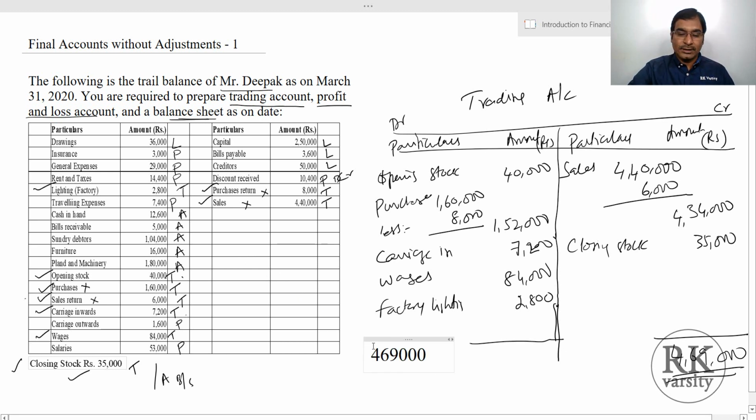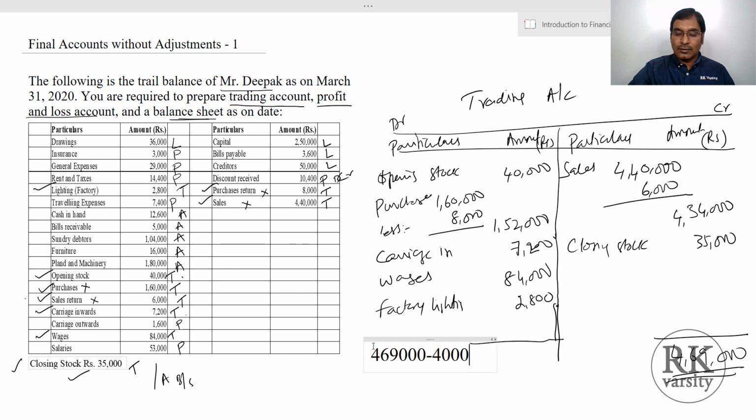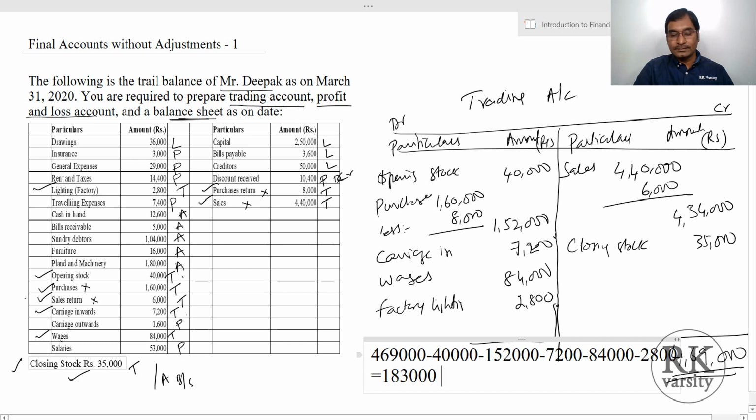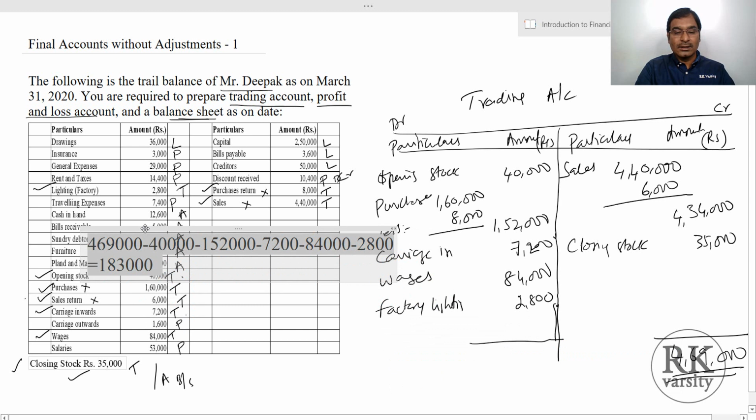4,69,000 minus 40,000 minus 1,52,000 minus 7,200 minus 84,000 minus 2,800. So this equals 1,83,000. So this 1,83,000 is your gross profit.